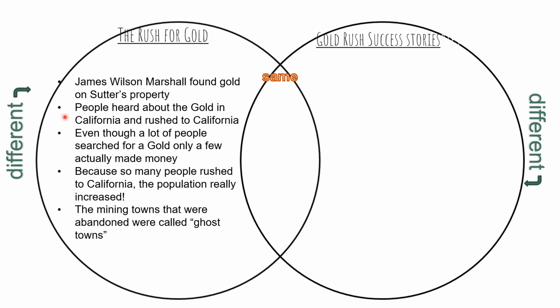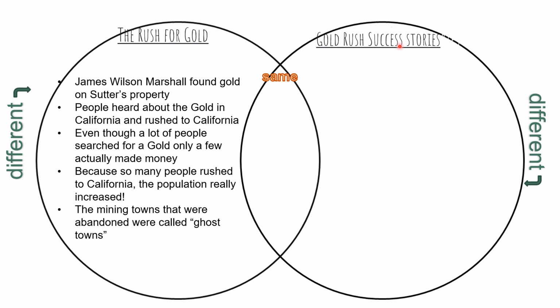People heard about the gold and they came to California to find it. Even though a lot of people searched for gold, only a few actually made a lot of money. Because so many people rushed to California, the population really increased. But some of the mining towns were abandoned when the rush for gold was over, and they were called ghost towns. That's what I remember about a rush for gold.